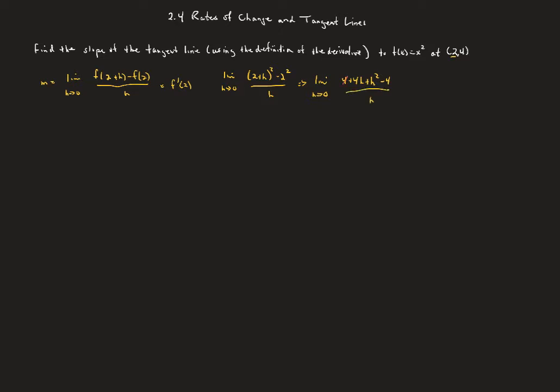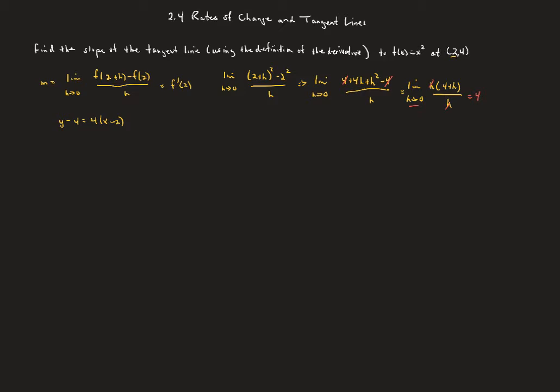As usual, anything that doesn't have an h is going to cancel, and what's left we can factor an h out of, and that'll leave us with 4 plus h. That allows us to cancel that h, and then we can safely let the limit go to 0, which makes that 4. So then our tangent line is going to be y minus 4 is equal to the slope 4 times x minus 2.